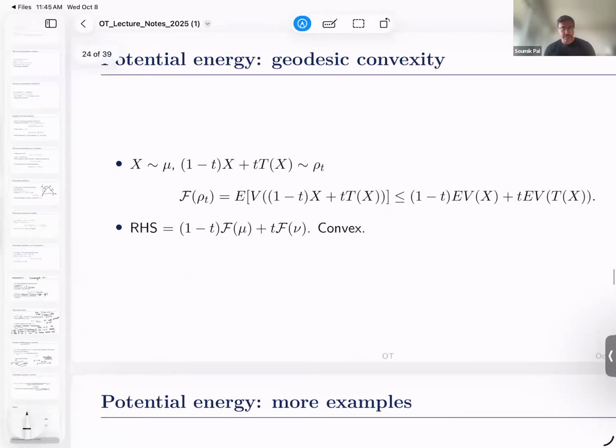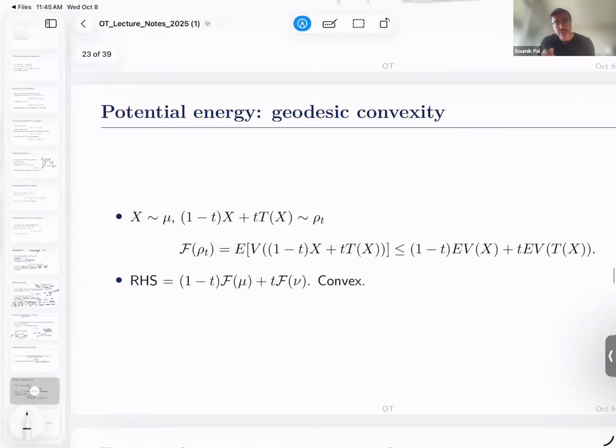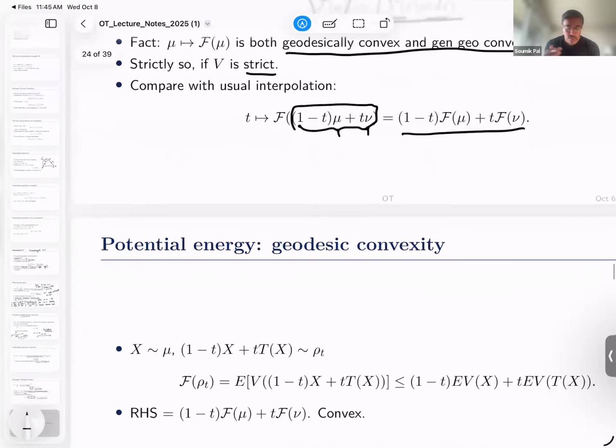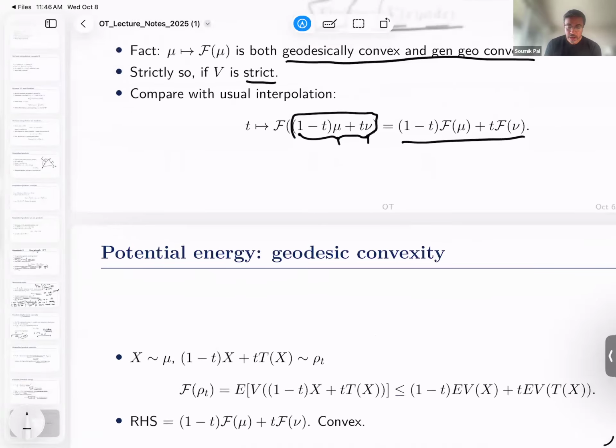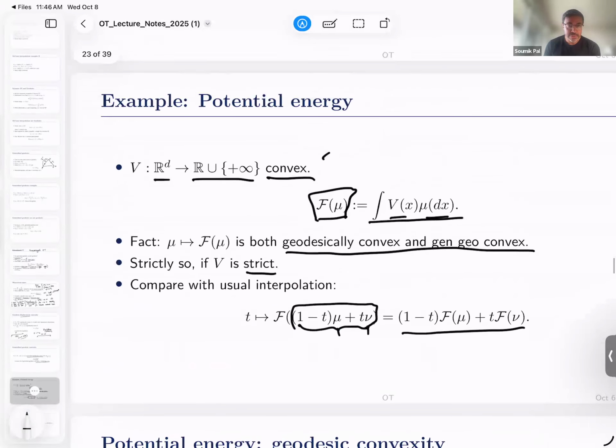Okay, how do I check this geodesic convexity? I want to go through this proof because the proof is very short and very instructive, because that's how you prove geodesic convexity of every other functional, no matter how complicated. It's by replacing rho t by just one single random variable. So how do I prove that this function, which is the integral of v(x) dmu(x), is actually convex if I look into a geodesic?